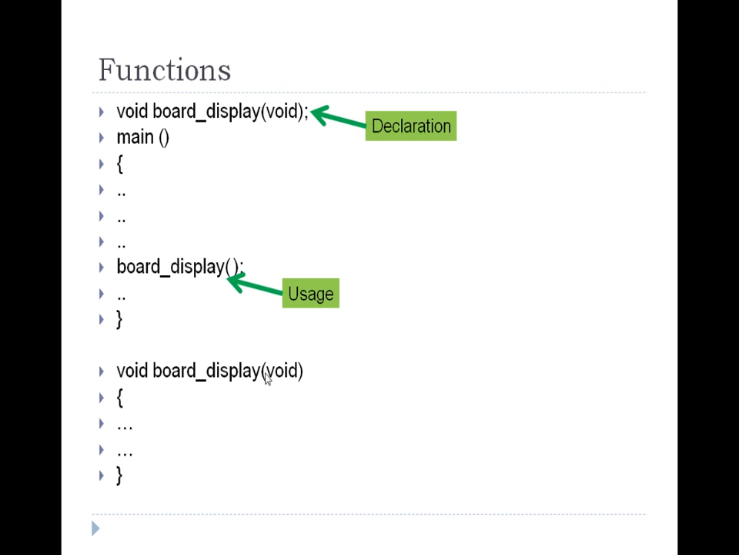We don't put void over here. Since there are no parameters to be passed, there is nothing between these round brackets. Then we have the actual code over here. I have not shown the code, but of course we have to put the code over here. This is called the definition of the function, or also the implementation of the function.